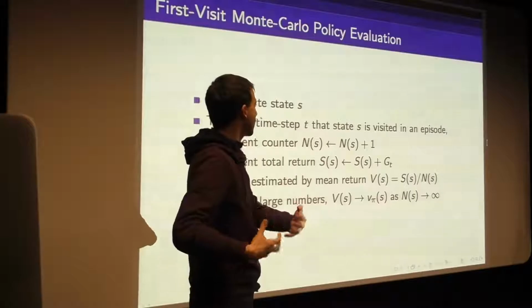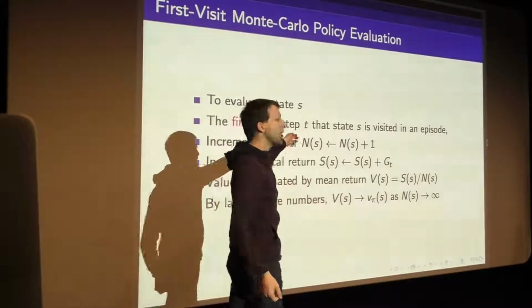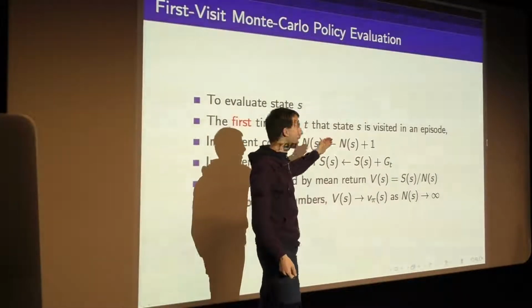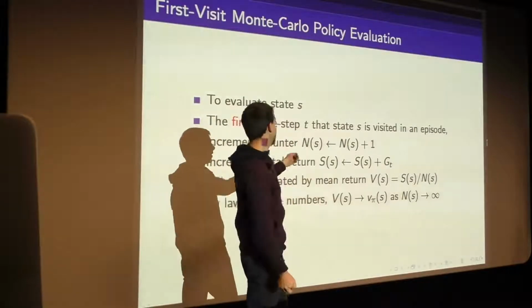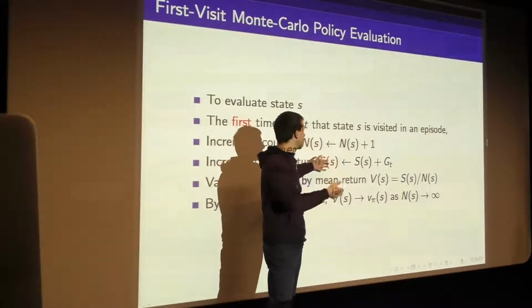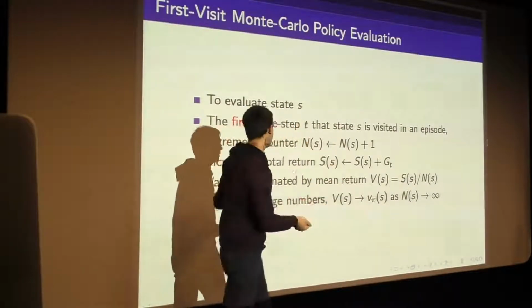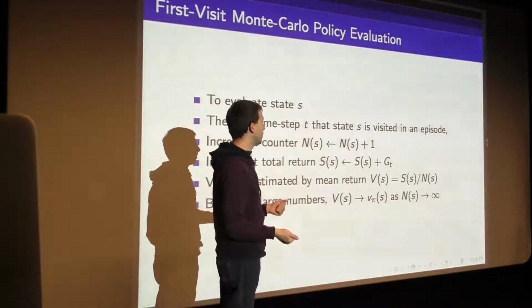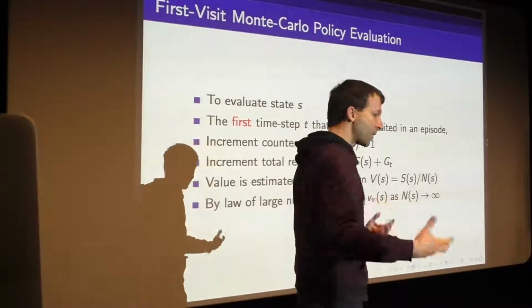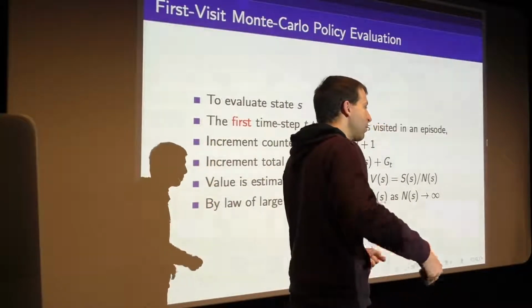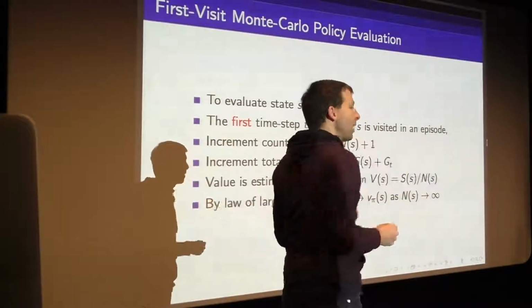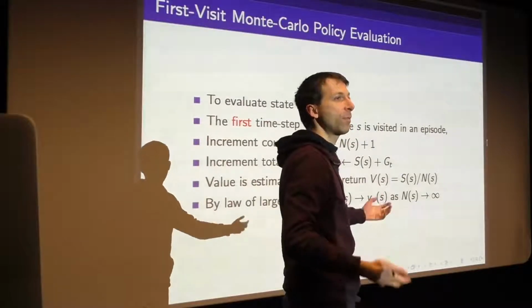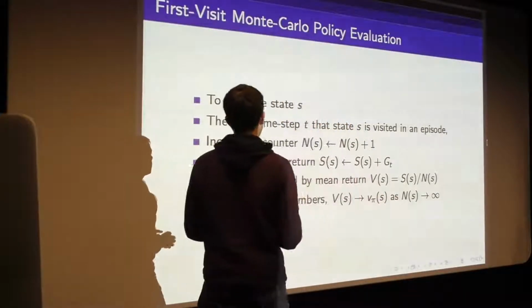And when I reach that state for the first time, I'm going to increment a counter to say how many times I visited that state. And I'm going to add up the total return. And now I can just get the mean return from that state onwards. So in each episode, we're going to look at the first time I visited that state, measure the total return we got from that, and take the mean over those total returns from that point onwards.